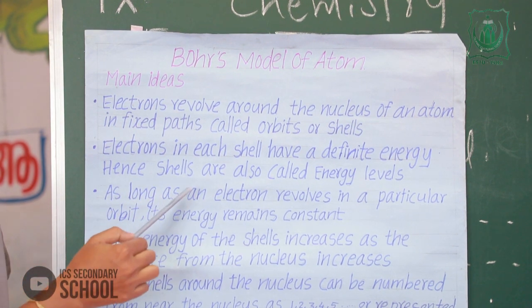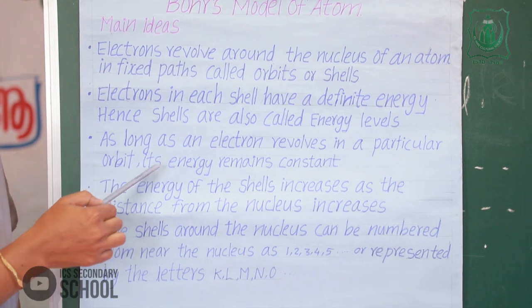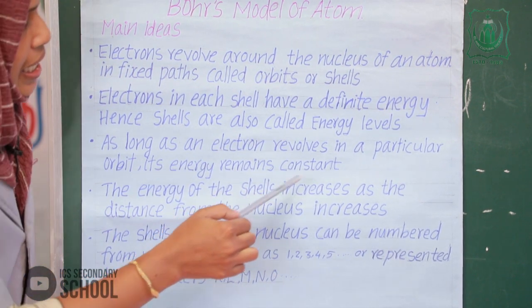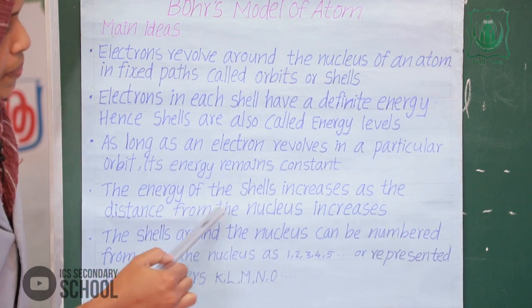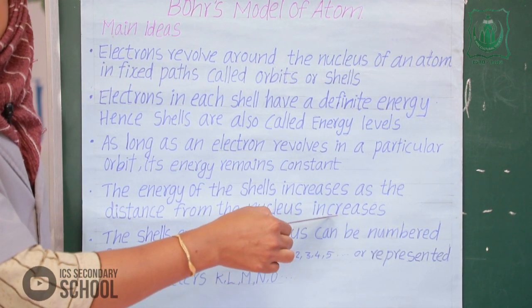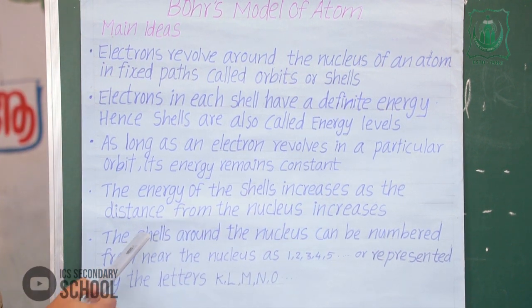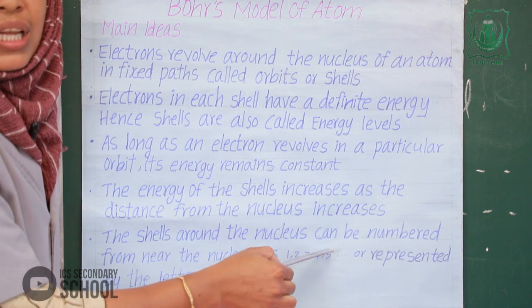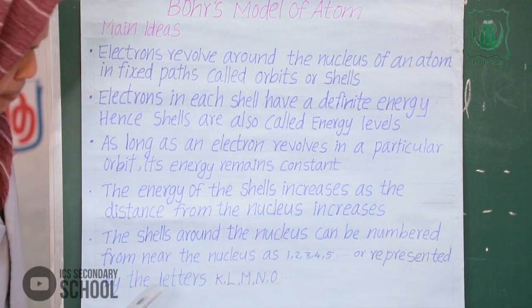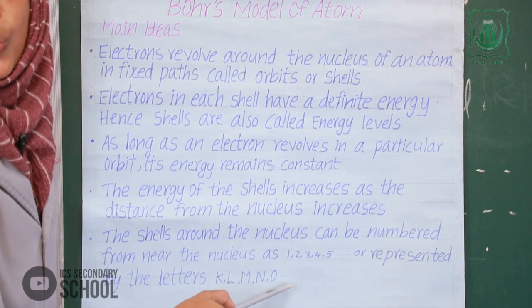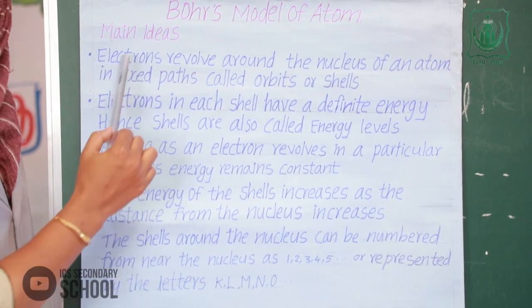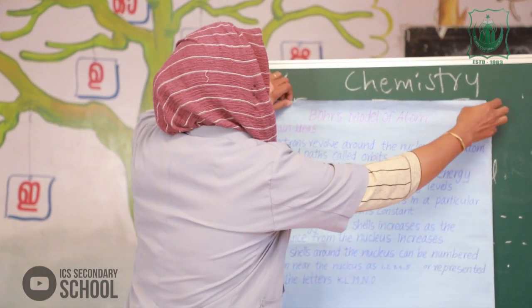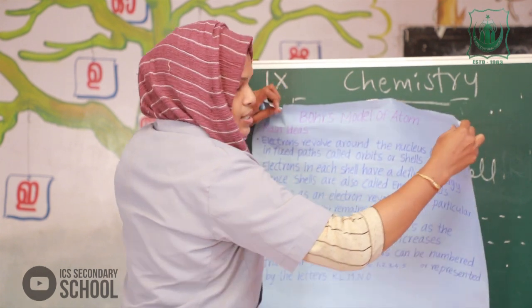Next point, as long as an electron revolves in a particular orbit, its energy remains constant. Next point, the energy of the shell increases as the distance from the nucleus increases. Last one, the shells around the nucleus can be numbered from near the nucleus as 1, 2, 3, 4, 5, etc., or represented by the letters K, L, M, N, O, etc. These are the major ideas of the Bohr model. By this model, we can draw the structure of an atom.